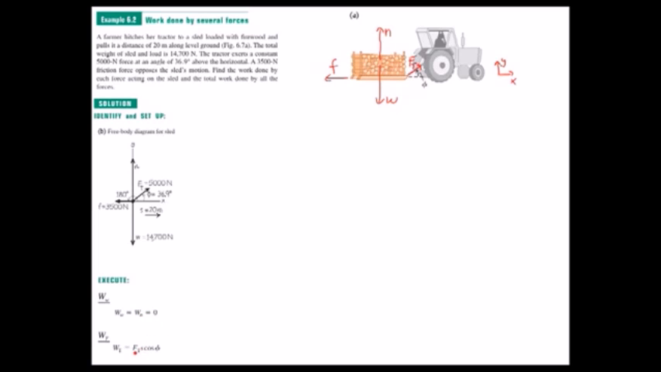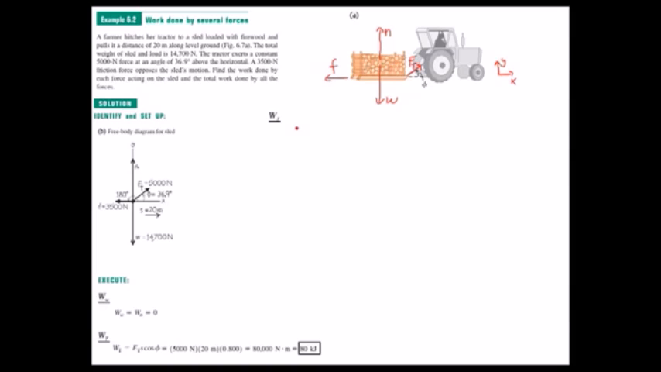So here's the size of the tension force, here's the magnitude of displacement and the angle between them, and the cosine of 36.9 is 0.8, and putting in the numbers I get 80 kilojoules of work. And that work is positive because the sled is moving in the direction that the chain is pulling.